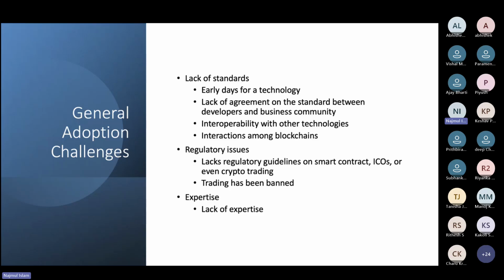And then there is a lack of expertise. Of course, you people have now gone through the blockchain course, so maybe you will gain some expertise. But in general, people do not really have much expertise on blockchain. Most people even think that blockchain is equivalent to Bitcoin and have a negative perception about it.